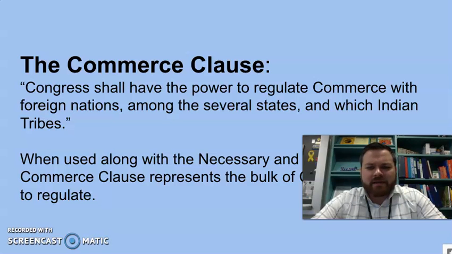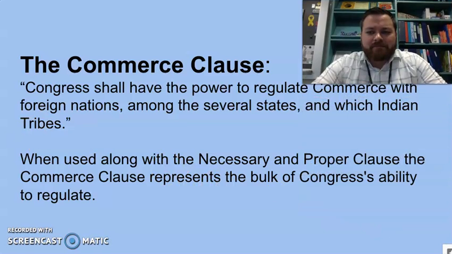So just again, to take a look here at the Commerce Clause, the whole point of the Commerce Clause is it gives Congress the power to regulate trade with foreign nations, among the several states, and with Indian tribes. And along with the Necessary and Proper Clause, this is really the bulk of Congress's authority to regulate everything from how products are made, cars needing to have backup cameras, seat belts, airbags, health rulings in terms of how clean water has to be, what goes into certain products that aren't permitted within the United States.